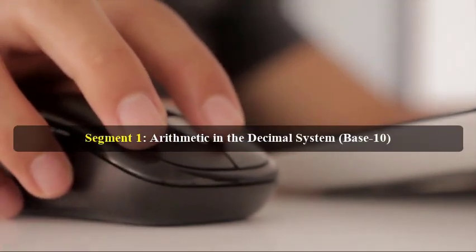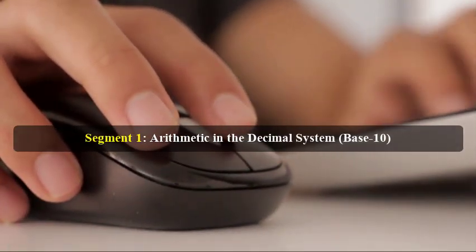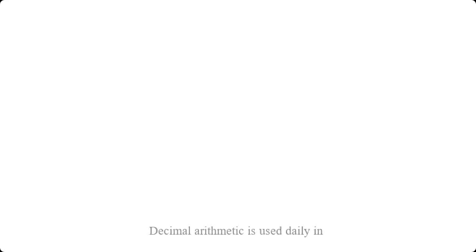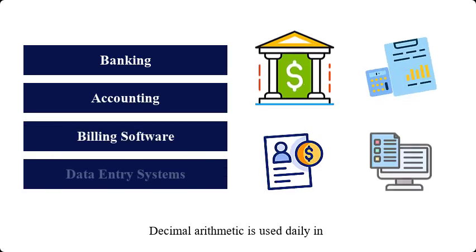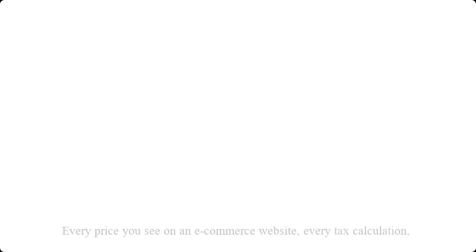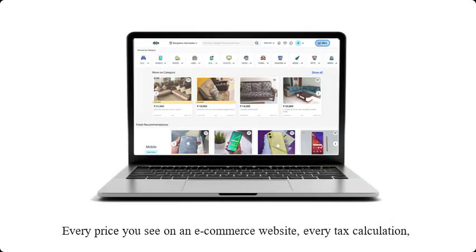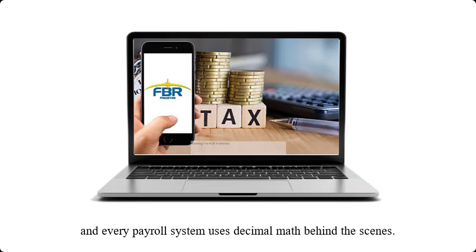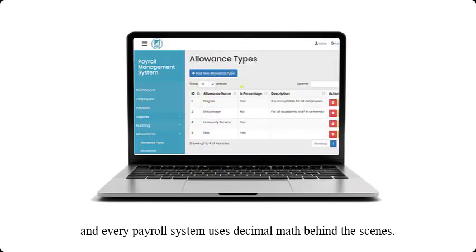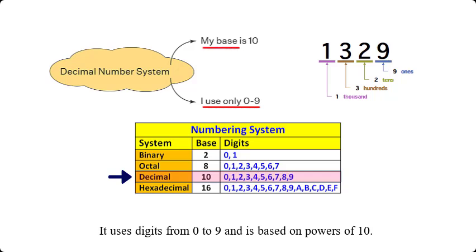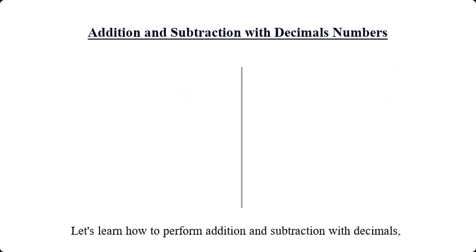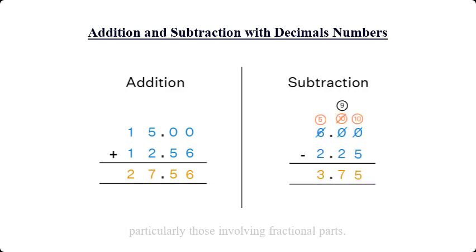Segment 1. Arithmetic in the decimal system, base 10. Decimal arithmetic is used daily in banking, accounting, billing software, and data entry systems. Every price you see on an e-commerce website, every tax calculation, and every payroll system uses decimal math behind the scenes. The decimal system is the one we're most familiar with. It uses digits from 0 to 9 and is based on powers of 10. Let's learn how to perform addition and subtraction with decimals, particularly those involving fractional parts.